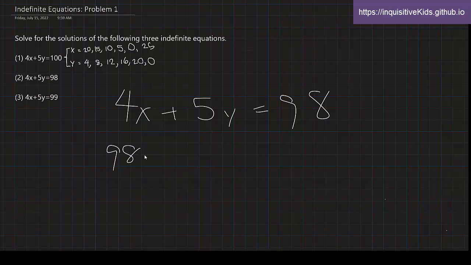They seem closer. 98 divided by 4 is equal to, and also we could do 98 divided by 5, but in this case, I'm choosing to do 4. You can also try to do 5 if you wish. So 98 divided by 4 is equal to 24, because 24 times 4 is equal to 96, with a remainder of 2.